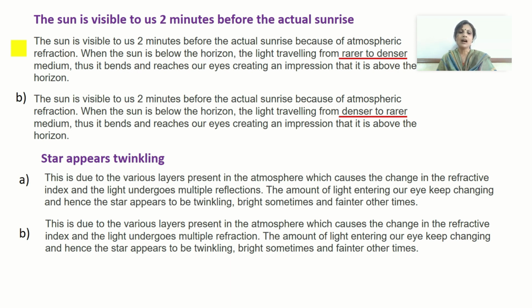Next, stars appear twinkling. Why do stars twinkle? Why do we see stars twinkling? Again, if you read the reason very carefully, you will come across these two important words, reflection and refraction. Now, twinkling of a star is because of refraction of light. Reflection is not required there. So obviously option B will be the correct answer.